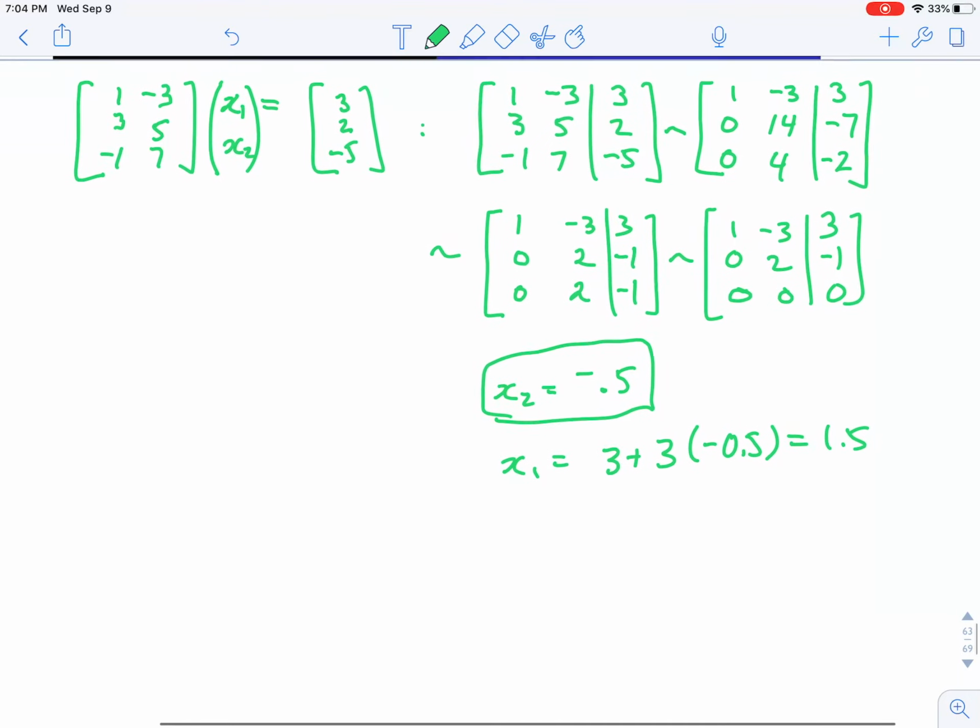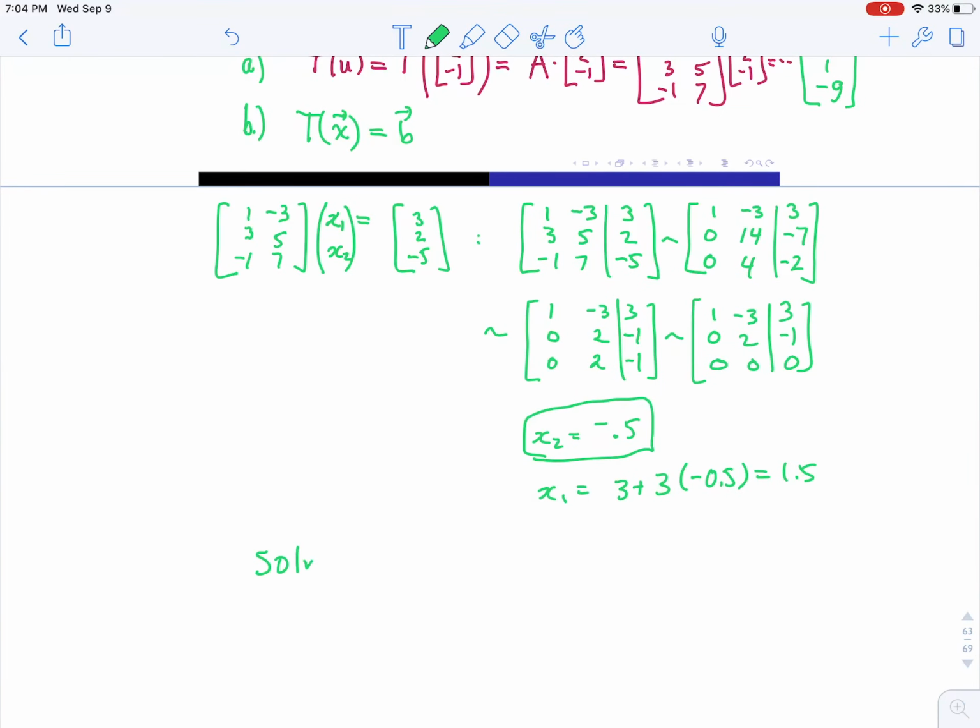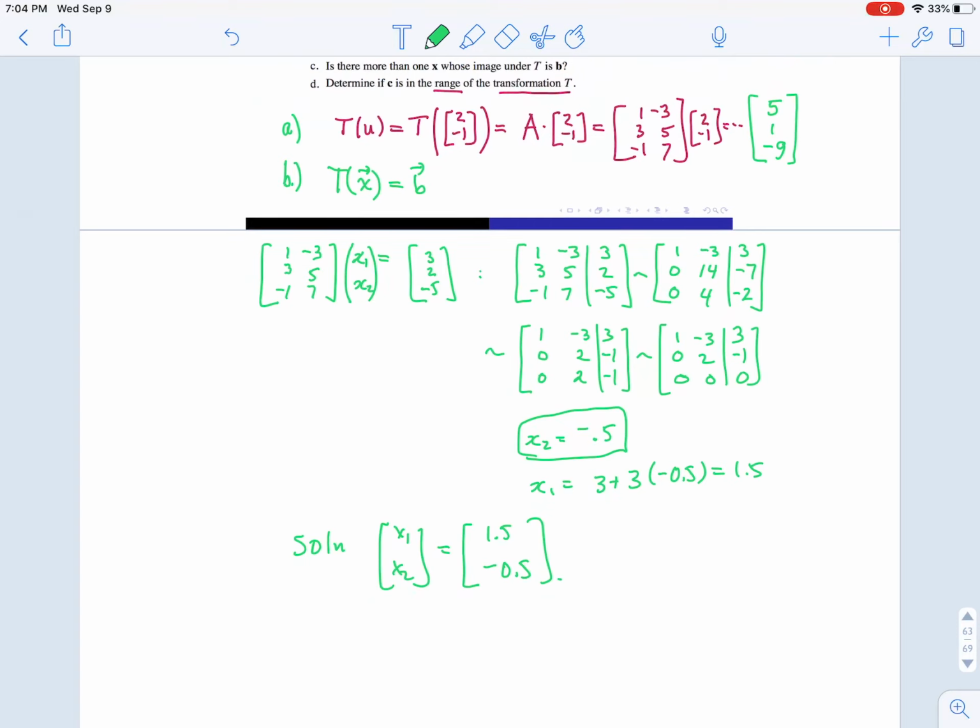And so we did find a solution, and that vector is x1, x2 equals 1.5, -0.5. So that's how we did that. A couple of things I could say: I could say that B is in the image or range of T, because I found a vector x that gets sent to B. And so we've got two parts. Is there more than one x whose image under T is B?